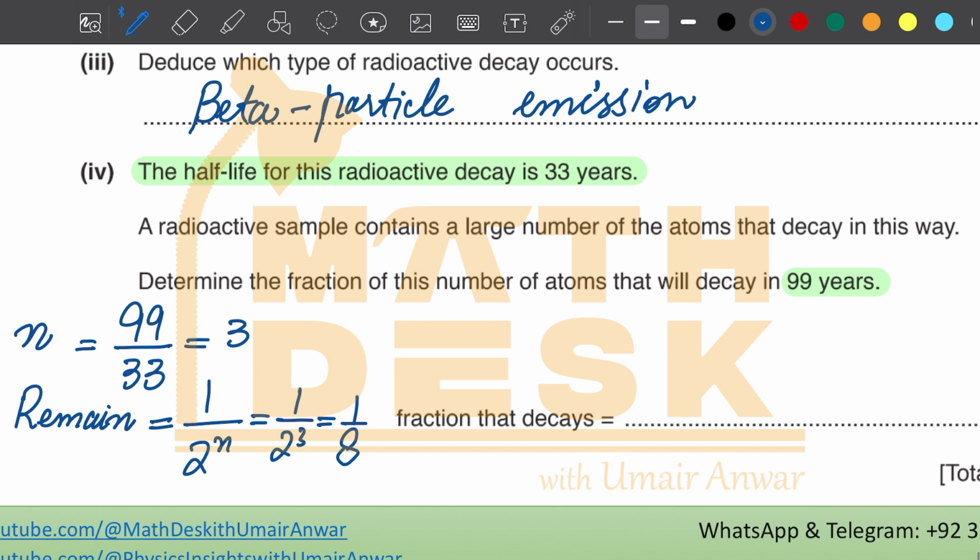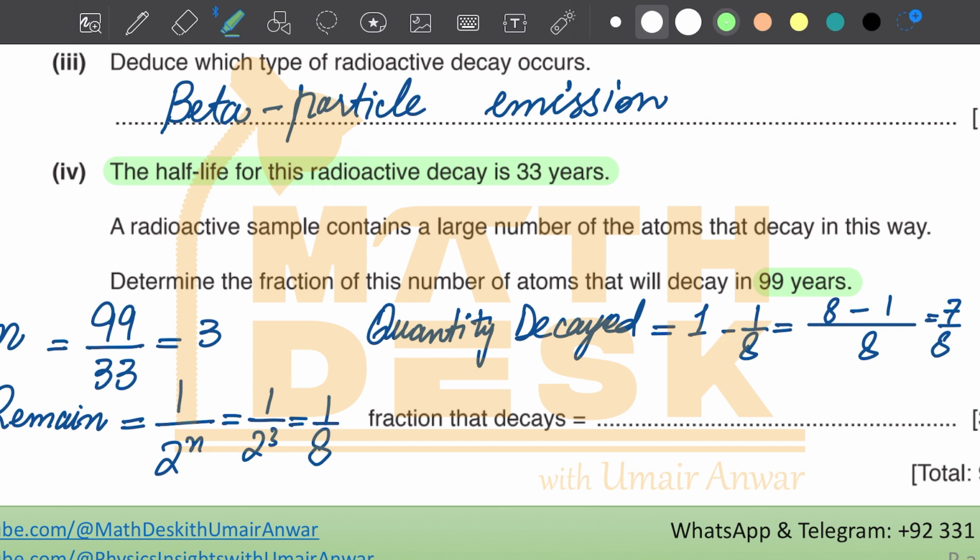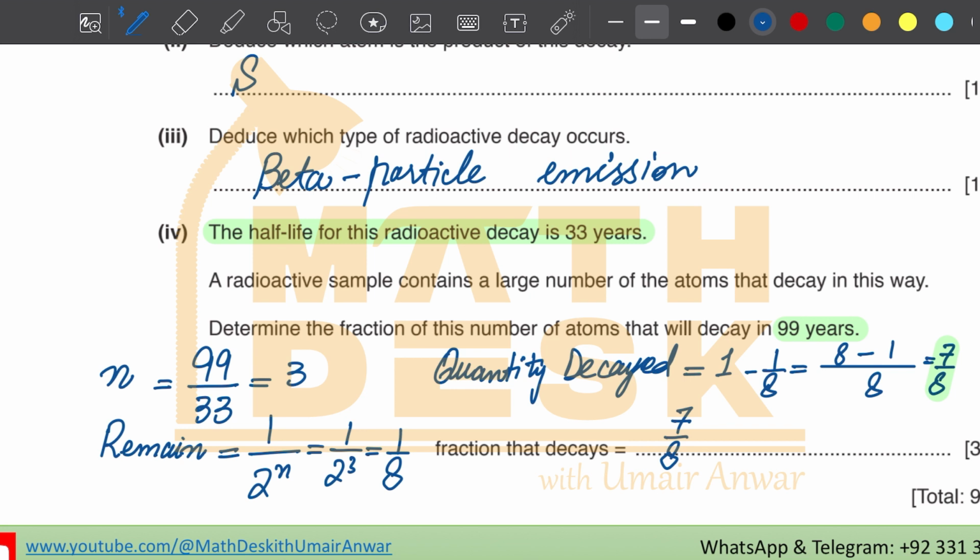Now, the fraction or the quantity that would have decayed could be found by subtracting the remaining quantity from 1. So 1 minus 1 upon 8 would give us 8 minus 1, equal to 7 upon 8. So this is the quantity which has already decayed in 99 years, and this would be the answer here. So we would be writing 7 upon 8 is the fraction that has decayed. So the question ends here with this part.